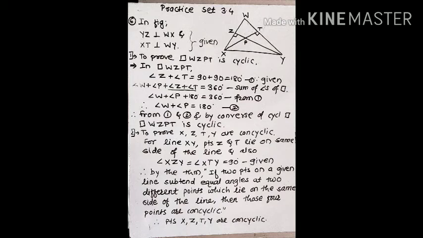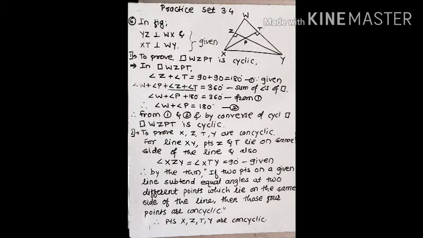For that we have to prove that the pairs of opposite angles are supplementary. Now go towards the quadrilateral WZPT. As we are given YZ perpendicular to WX, that's why angle Z is 90 degrees. Also XT perpendicular to WY. Therefore angle T is 90 degrees. And in quadrilateral WZPT, angle Z and angle T are opposite angles, and if we take the sum of them, Z plus T becomes 90 plus 90, 180. It means angle Z and T are supplementary.